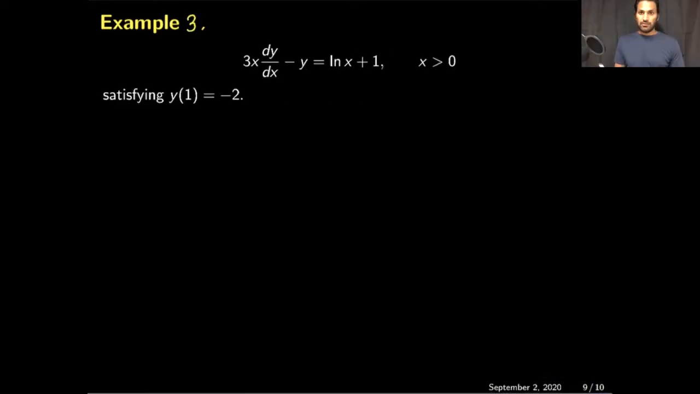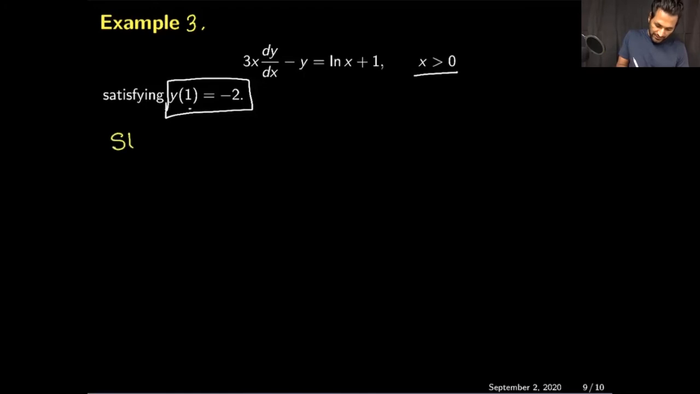So here I have one more example problem. Our differential equation is 3x dy by dx minus y is equal to natural log of x plus 1, when x is positive, and we would like to find a special solution which satisfies this condition. So the procedure is the same.